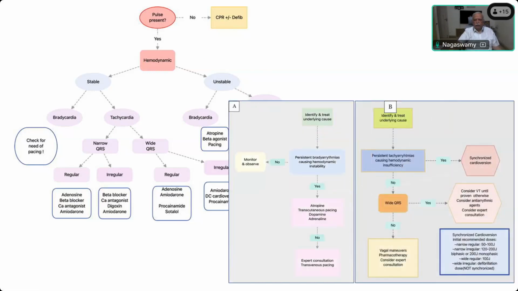And this is another one to decide. Identify and treat the underlying cause. Persistent bradyarrhythmia causing hemodynamic instability? Yes means atropine, dopamine, the same thing in another flowchart form. And persistent tachyarrhythmia. This is mainly between tachycardia and bradycardia cases. Synchronized cardioversion, wide QRS, vagal maneuvers, pharmacological therapy, consider all these things.